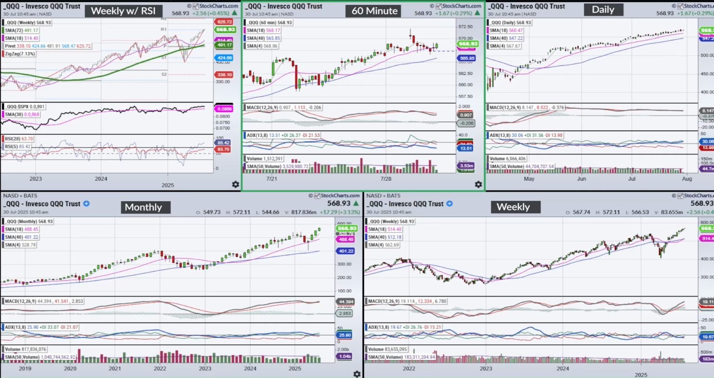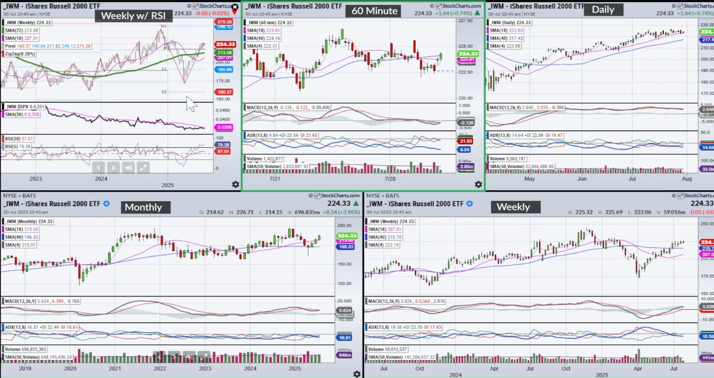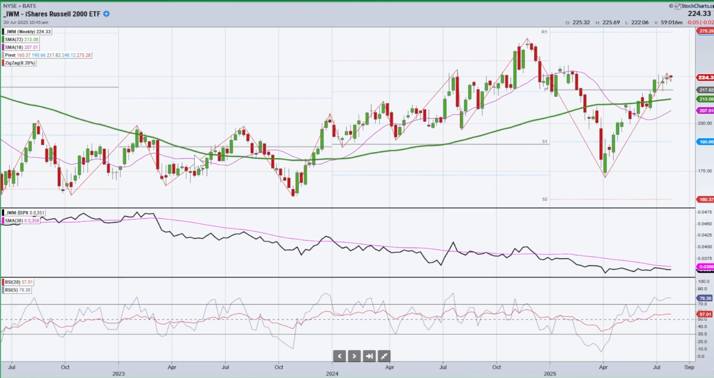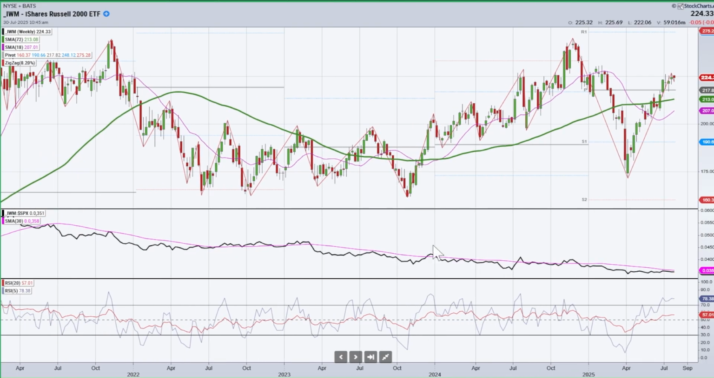All right, let's go ahead and look at IWM. What we have is an index that is trying to play catch up. It's not a leader. You can see on an RS basis, this moving average is the 30 MA of the relative strength versus the S&P. As long as that's declining, this index is underperforming.